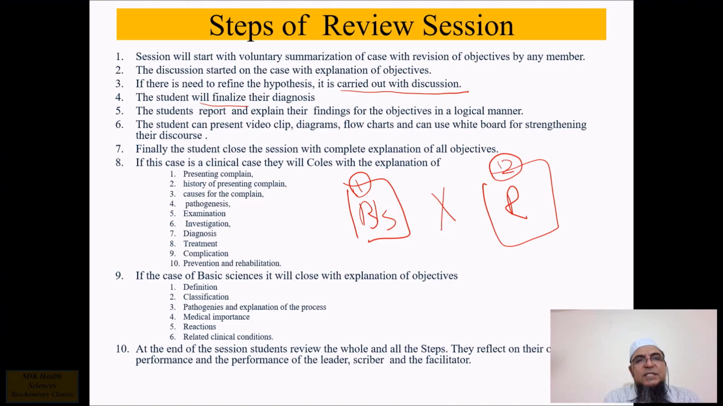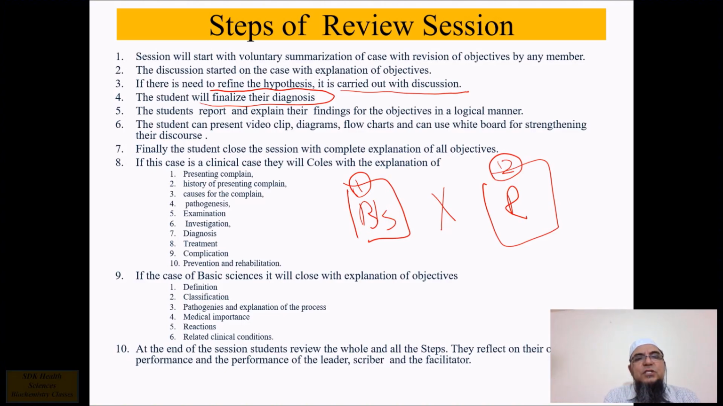The students will finalize their diagnosis with the help of the objectives. So, okay, this was the case and these were our objectives, and based on our discussions, our diagnosis is that this gentleman who came to the casualty, 50 years of age, with retrosternal chest pain with associated symptoms of vomiting, sweating or nausea, might be suffering from acute MI. So the diagnosis is that he is suffering from acute MI.